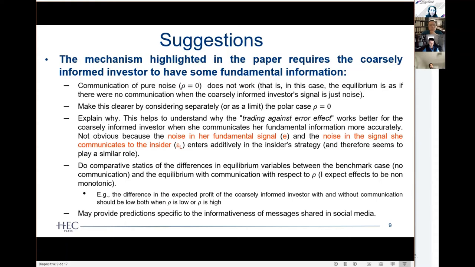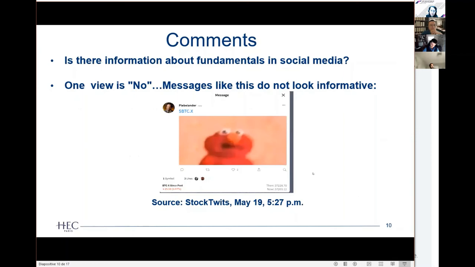What this means is that for the mechanism to operate, it needs to be the case that the guy with less fundamental information, less precise fundamental information, still has some information, which I think is an interesting observation. Because that means for the mechanism to work, it must be that people communicating on social media have some fundamental information. That's a prerequisite. Maybe very, very noisy, but the noise cannot be infinite. This is what that means.